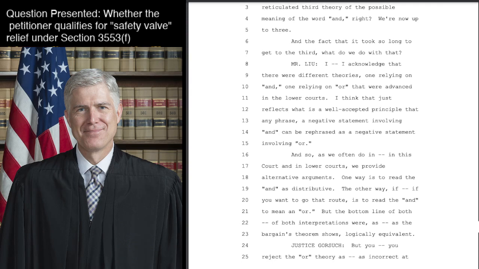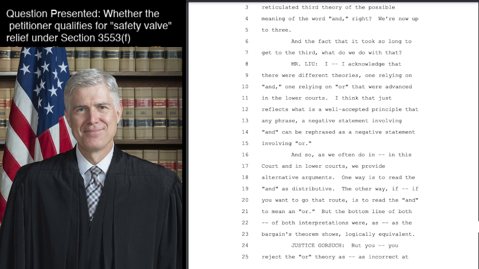I acknowledge that there were different theories, one relying on and, one relying on or, that were advanced in the lower courts. I think that just reflects what is a well-accepted principle, that any phrase, a negative statement involving and, can be rephrased as a negative statement involving or. And so as we often do in this court and in lower courts, we provide alternative arguments.